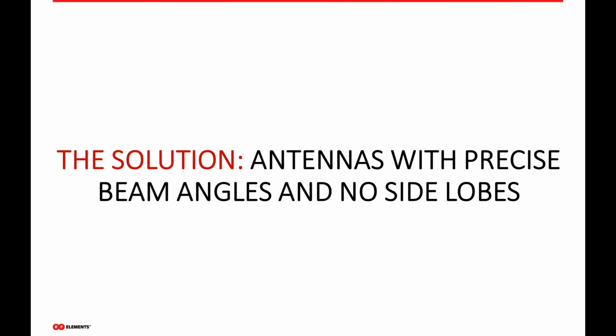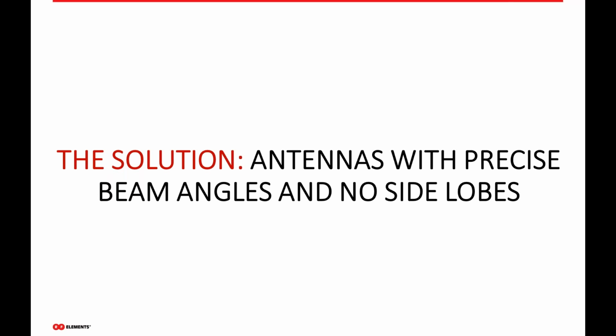So the solution is antennas with precise beam angles and no side lobes. If we start taking away those side lobes, and we see how these antennas now don't interact, how these coverage areas really don't bleed over or interact with each other and overlap, we really start creating a system, and we really start having wireless networks and radios that are capable of performing much closer to the actual spec speed and throughputs that the manufacturers put on their box, right?